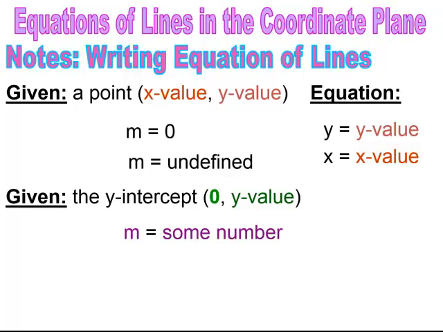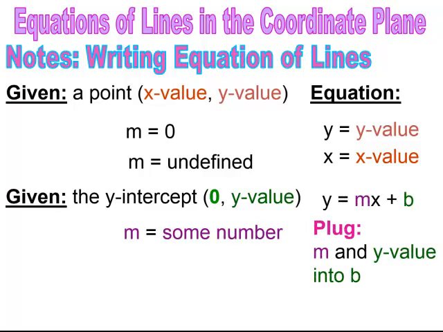If you're given the y-intercept and the slope and you're asked to write the equation of the line, you'll take the slope that's given, you'll plug it in to the m value in the y equals mx plus b, and then you'll take the y value in the ordered pair and substitute it into the b. And it only works when we're given the y-intercept and our x value is 0.